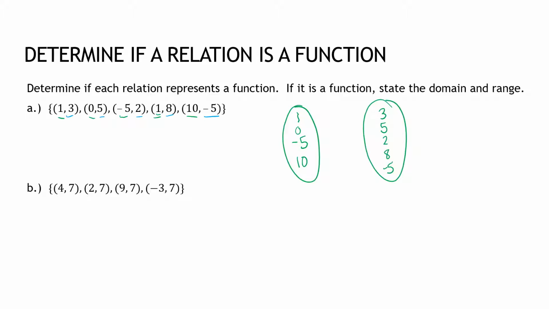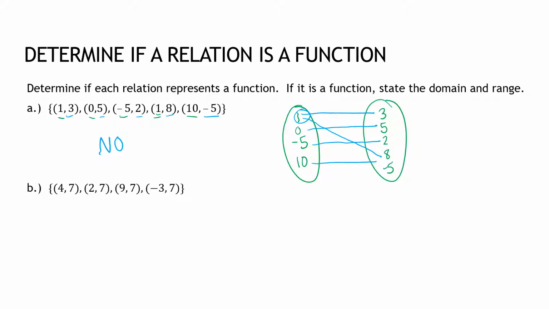And then I could connect the dots. 1 goes to 3, 0 goes to 5, -5 goes to 2, 1 goes to 8, and that's why I only get to write 1 once. And then 10 goes to -5. And I can see again that this is not a function.